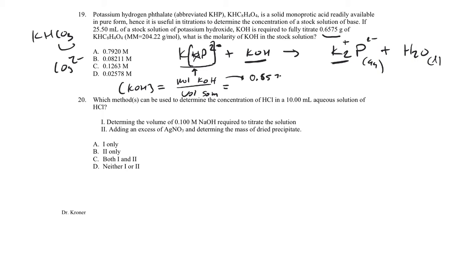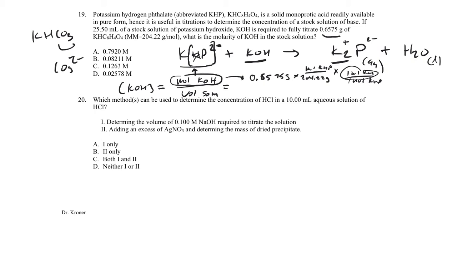0.6575 grams times 204.22 grams per mole of KHP. For every 1 mole of KHP, we have to add 1 mole of KOH. And that's my moles of KOH.